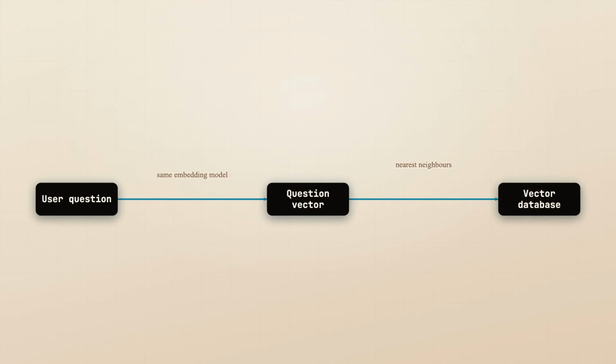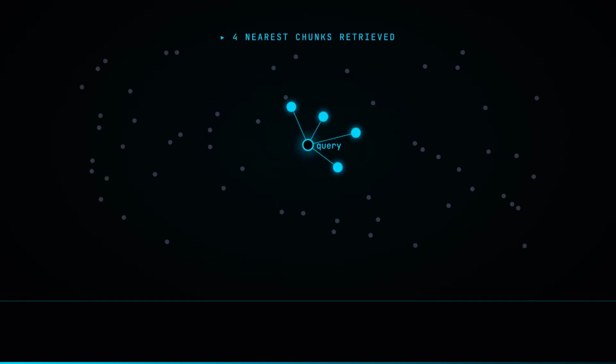Now a user asks a question. Watch what happens. You take their question and embed it with the exact same model you used on your chunks. Same model matters. The question and the chunks have to live in the same vector space, or closest means nothing. Then you ask the vector database for the nearest chunks. It compares the question's vector against every chunk's vector and returns the top few, usually 3 to 5, that sit closest in meaning.